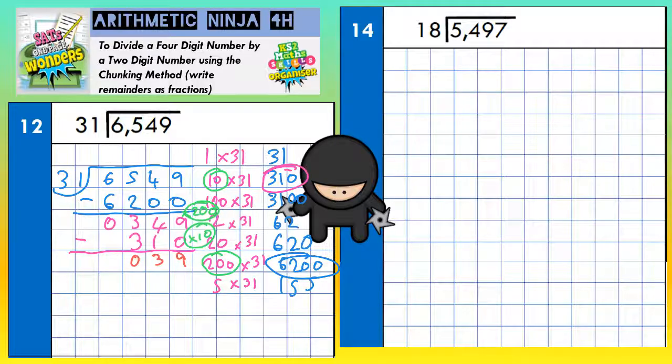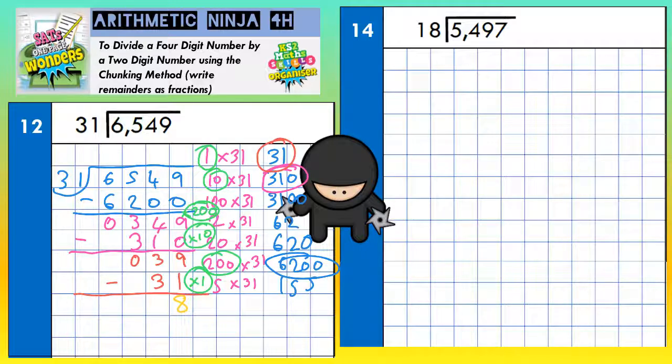Now we're almost there. We can now take away 1 lot of 31, which is 31. So take away 31. That is going to be a chunk of 1 lot of 31. So put a little times 1 at the side. And obviously you can do the next bit in your head. 39 take away 31 is going to leave you with just 8. So now we've got a remainder of 8. We can't take any more away from that.